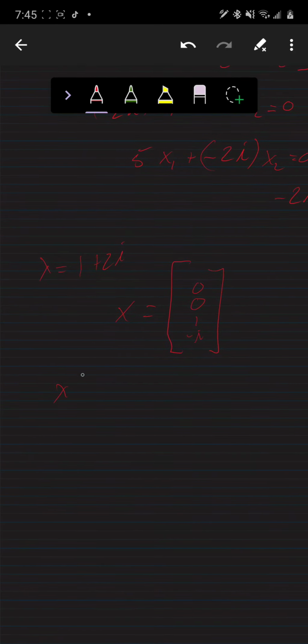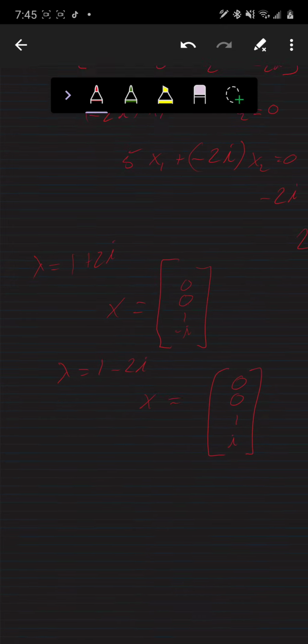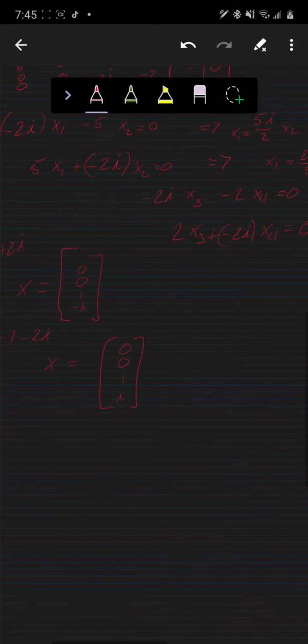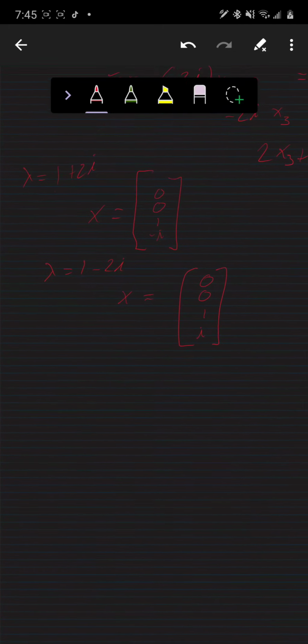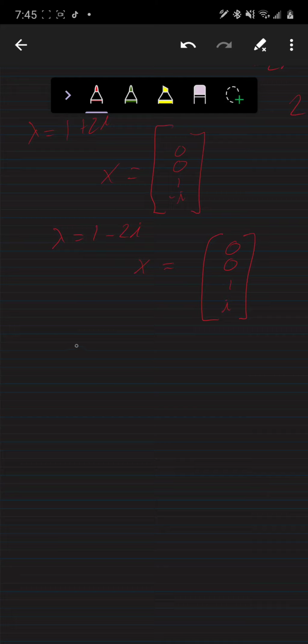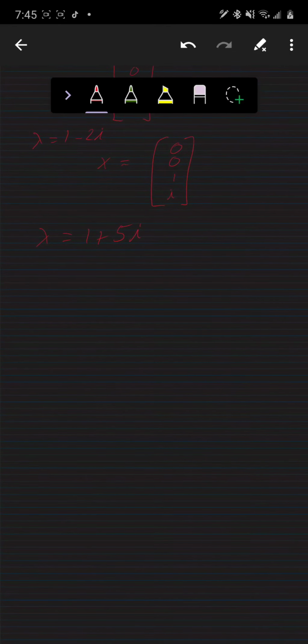Now for the other one, it's going to be the same process, just a negative. For this one, the only variable that's going to change is i, which is going to be positive, I believe. Then let's do the next eigenvalue, which is the eigenvalue of 1 plus 5i. We're going to do the same thing. We're going to do the formula.